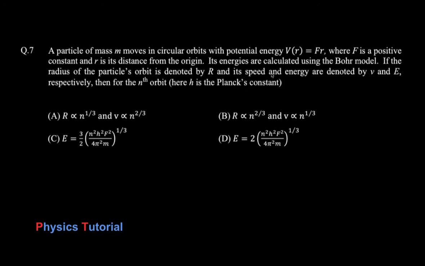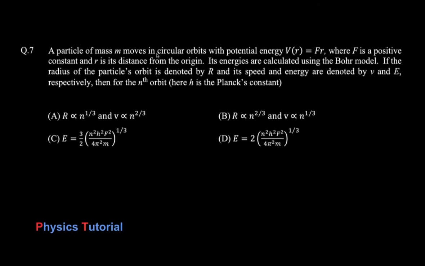Its energies are calculated using Bohr model. If the radius of the particle's orbit is denoted by capital R and its speed and energy are denoted by V and E respectively, then for the nth orbit, here h is the Planck's constant. These options are given. The first two options depend on radius and velocity, and the other is total energy, capital E. So what is the strategy here?